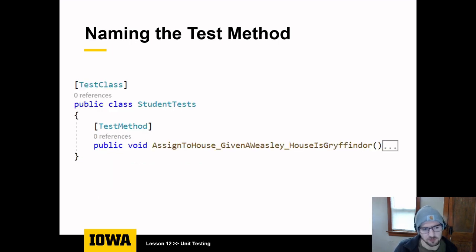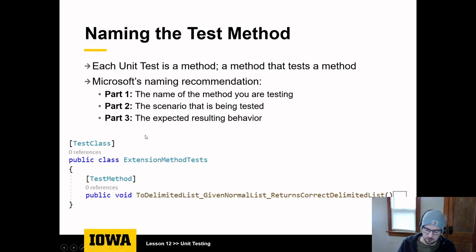Here's another example of naming. You can tell exactly what this code is testing just by the name. If we're testing the assignedToHouse method, and given a Weasley to the assignedToHouse method, the house that should be placed on the student object is Gryffindor. So we arrive at these names by following these three steps.